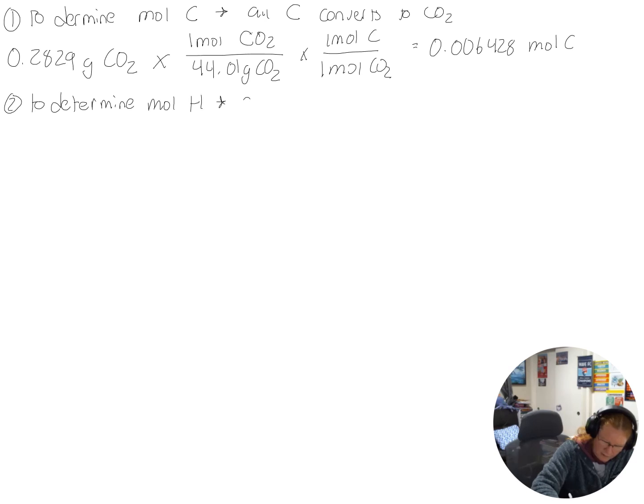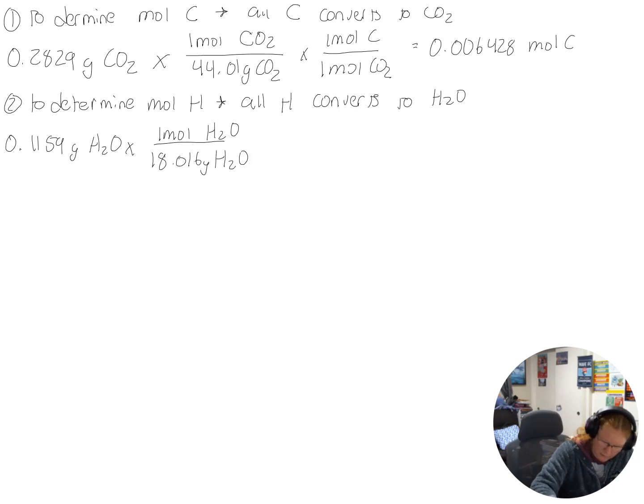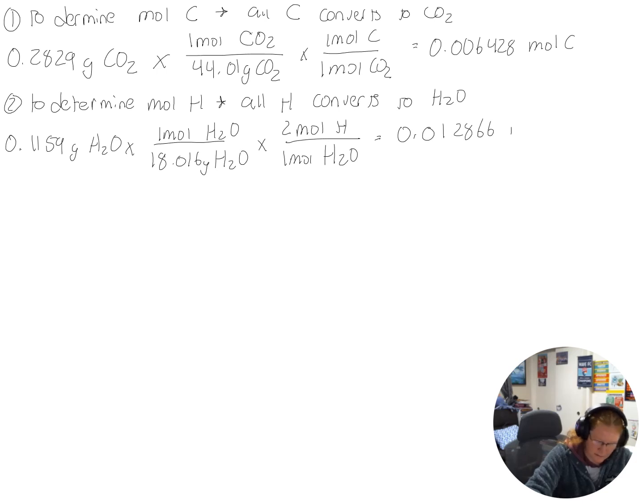Okay, and then to determine moles of hydrogen, all hydrogen converts to water. Okay, so for my problem, I have 0.1159 grams of water. I have 1 mole of water in every 18.016 grams of water. Okay, and then here's the real important one. This is where I see a lot of students make mistakes because the carbon dioxide is 1-to-1 with the carbon. Well, I have 2 moles of hydrogen per every 1 mole of water. So it's 2 moles of hydrogen for every 1 mole of water. Okay, and so I'm going to get 0.012866 moles of hydrogen.